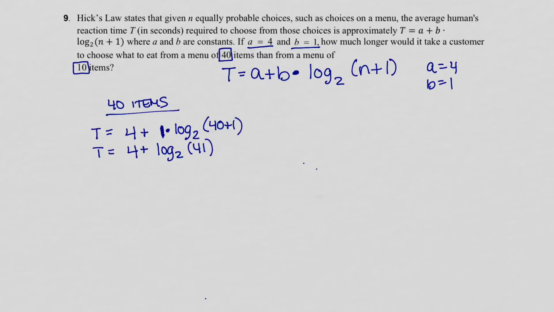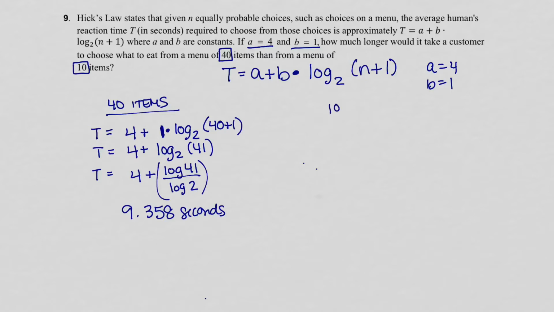Now, in my calculator, I would want to make that a change of base, just to enter that in my calculator. And I would make sure that all my parentheses close this off. I added 4 to it, and it would give me 9.358 seconds, actually, I believe.